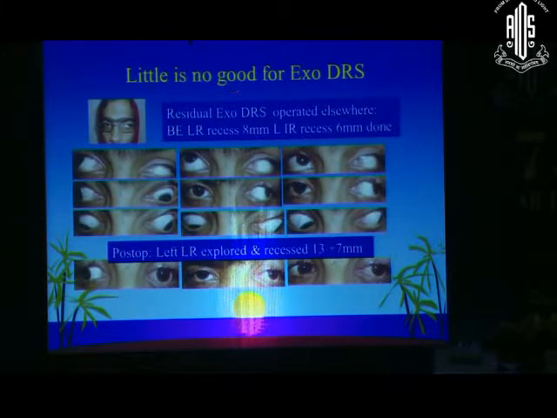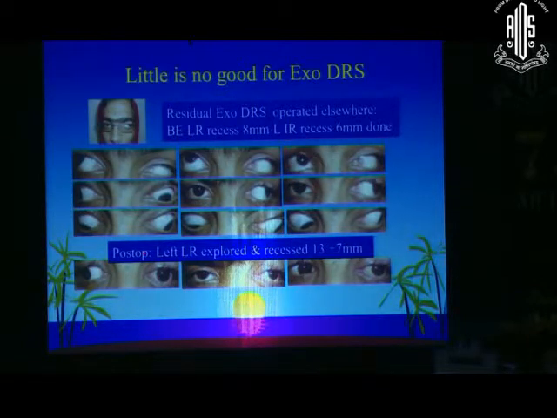Now this case had come to us, surgery had been done elsewhere, and residual exo DRS was there in spite of the first surgery. See how much exo is still there. Somebody did bilateral LR recessions of 8 mm, thinking that he was doing a great job. But for Duane's exo, 8 mm is a homeopathic dose, so it will not work. He also did a 6 mm recession, thinking that the downshoot was because of the inferior rectus. It was actually a downshoot because of co-contraction.